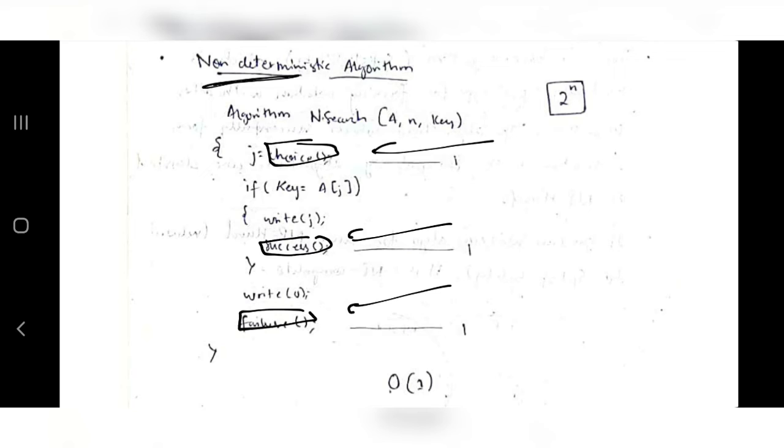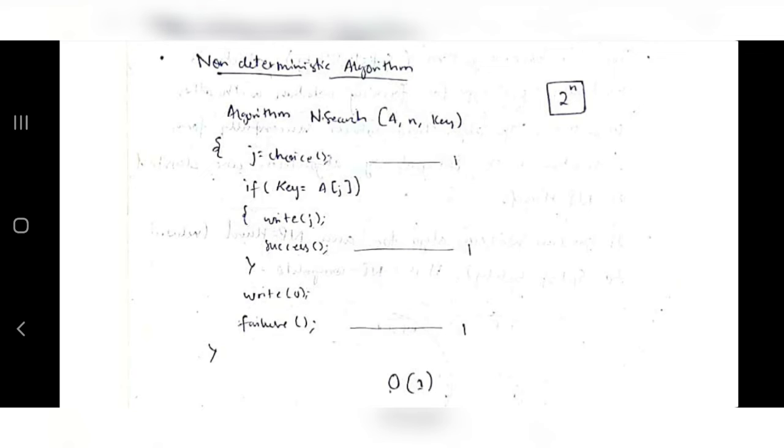Okay, so to quickly recap, the main difference is that in a deterministic algorithm, we know what each line of code does and how it does it, but in a non-deterministic algorithm we know what it does, but we don't know yet how it does it. So that's the main difference between non-deterministic and deterministic algorithms.